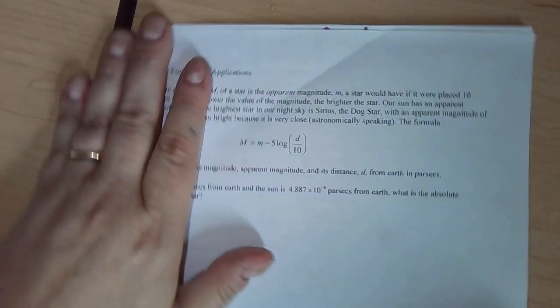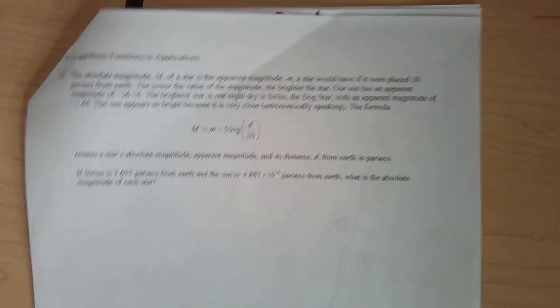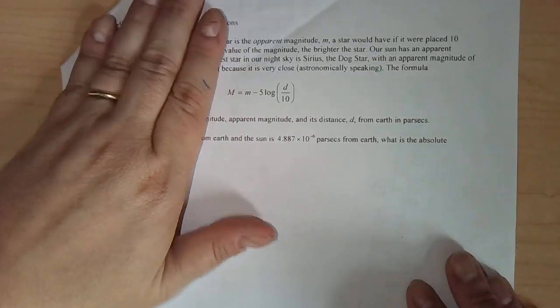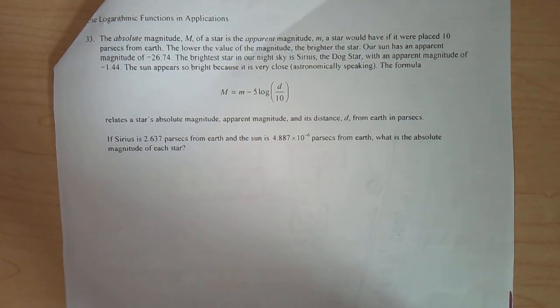Yay! Okay, crazy word problem. This is the kind of word problem that real mathematicians and scientists use. It says the absolute magnitude, M, of a star is the apparent magnitude, m, a star would have if it were placed 10 parsecs from Earth. We don't know what that is. It's okay. The lower the value of the magnitude, the brighter the star.